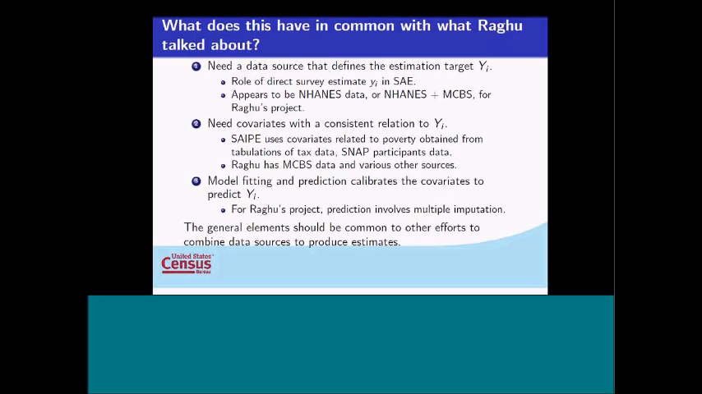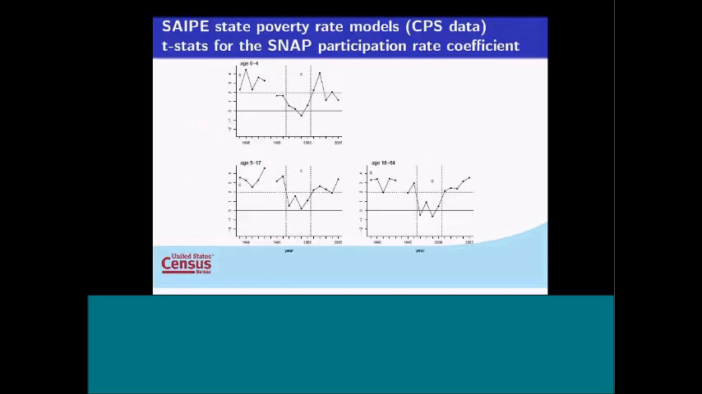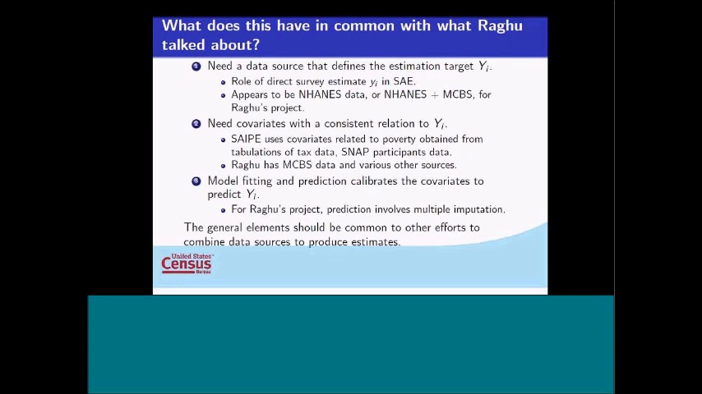In Raghu's project, it looked to me like it was either the NHANES data, or I think now I have this right, it's a combination of the NHANES and the Medicare claims data. So that's defining a truth that he's trying to shoot at for prevalence.